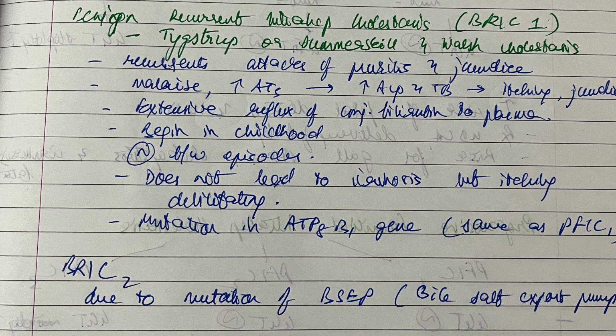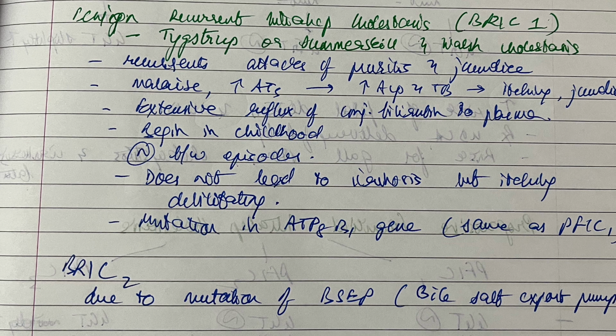Benign recurrent intrahepatic cholestasis, BRIC1, also called Tygstrup or Summerskill and Walsh cholestasis. There are recurrent attacks of pruritus and jaundice. There is malaise with an increase in aminotransferases. There is increased alkaline phosphatase and total bilirubin causing itching and jaundice. There is extensive reflux of conjugated bilirubin into the plasma.